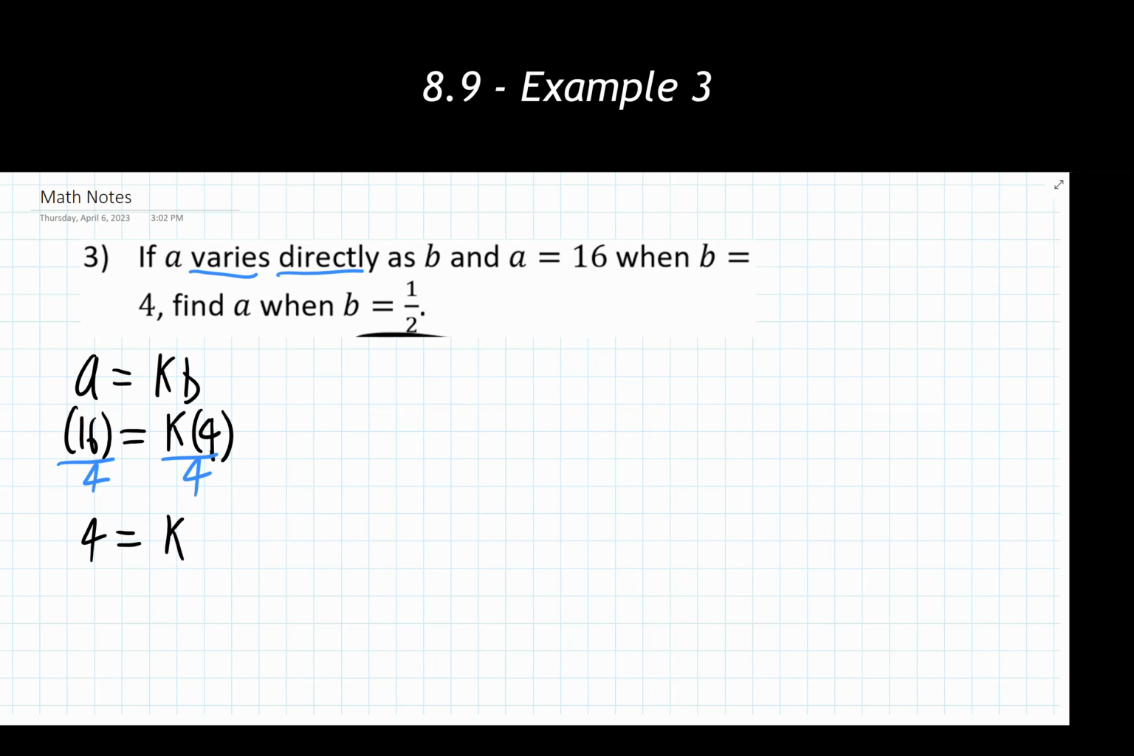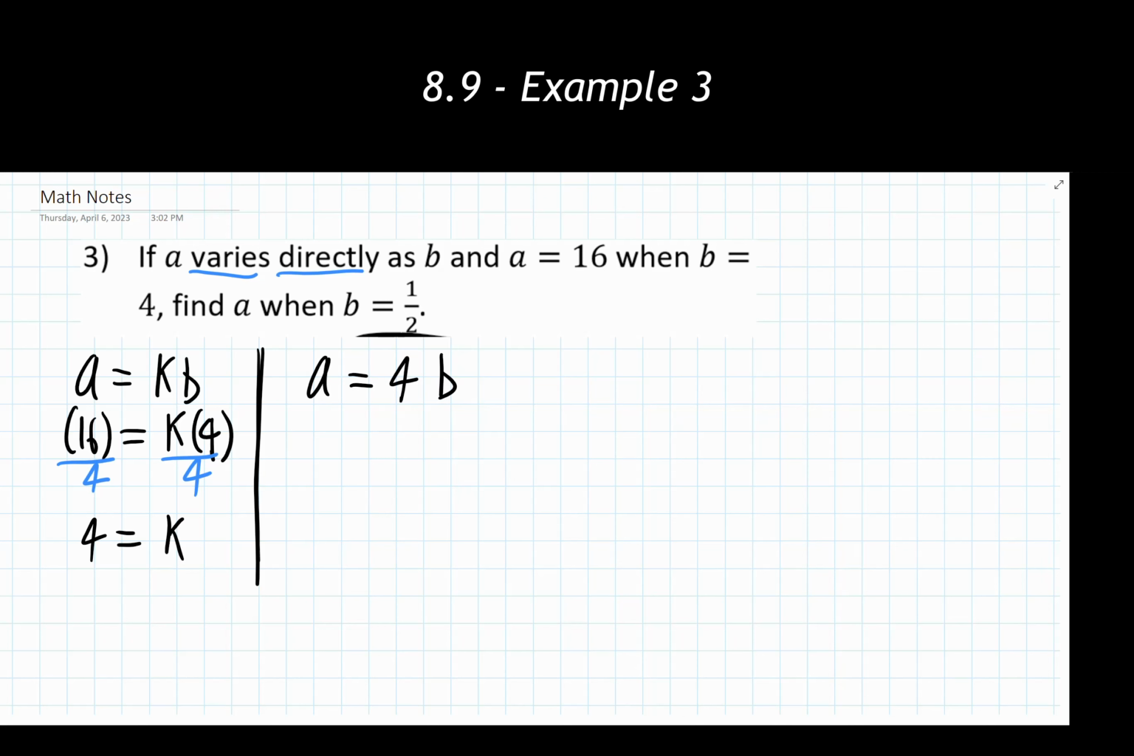Excellent. Now that I solve for the constant of variation, I can write the new equation that relates, in this case, a and b together, including that new constant of variation. So I'm just going to come up here and rewrite this as a equals 4 times b.